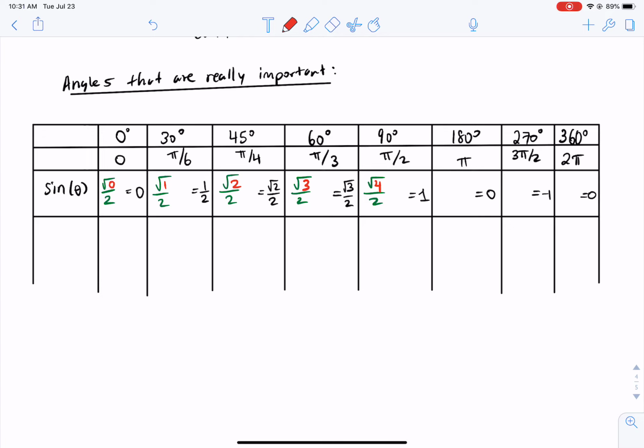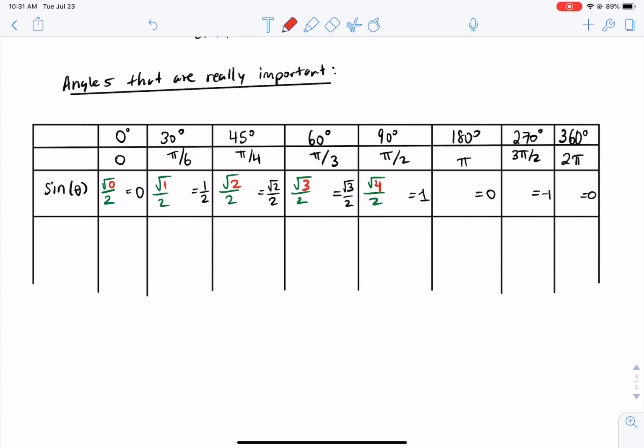But 180 for that one, that's just going to be 0. Sine of 0, 180, 360, any multiple of 180, it will be 0, right? But just remember that 270 will be -1.